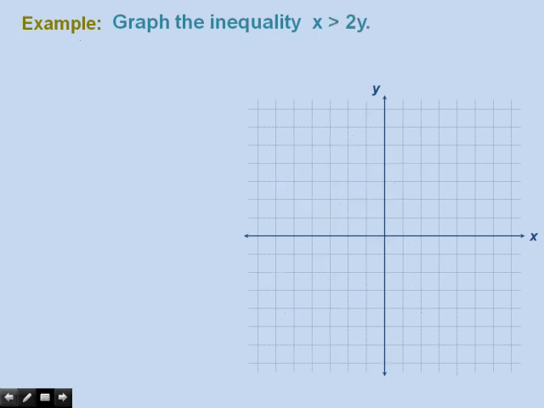Here's another example. So for step 1 here, we're going to graph the line that we get by replacing our greater than symbol with an equal sign. And since we only have a greater than and not a greater than or equal to, we're going to graph this as a dotted line again.